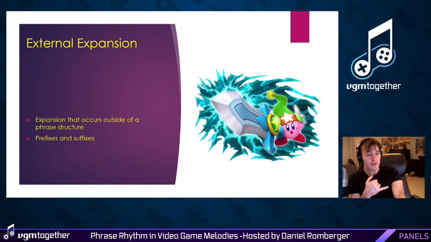So the first is external expansion. External expansion is when there is additional musical material that interrupts the phrase rhythm structure that is outside of a phrase itself. And as an example of that, I'm going to play this piece from Kirby's Return to Dreamland, and I'm going to talk over top of it and try to illustrate the kinds of things that I mean. So here we go. Whoops, let's start from the beginning.